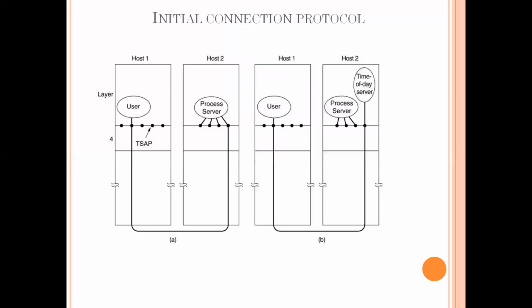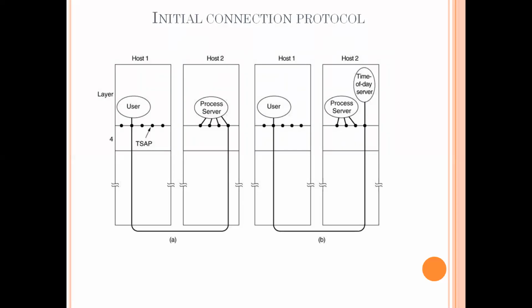The next example shows the initial connection protocol. Here you are connecting host 1's address to the different addresses in host 2. You are connecting by using a process server, because instead of giving a number to each server, a process server is used. The process server is used to listen for the request that host 1 is sending. That request will be listened to by the process server. Here you are establishing the connection by using the process server.